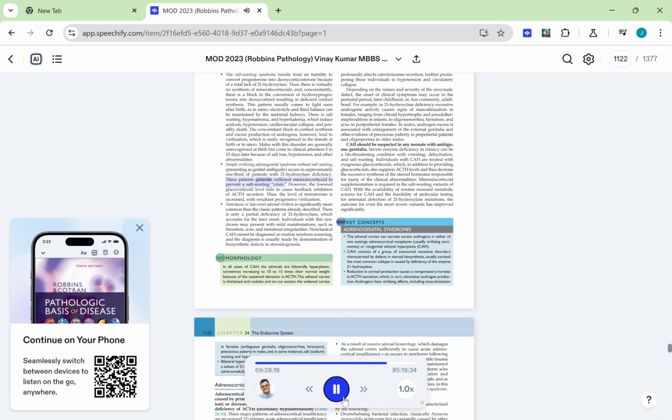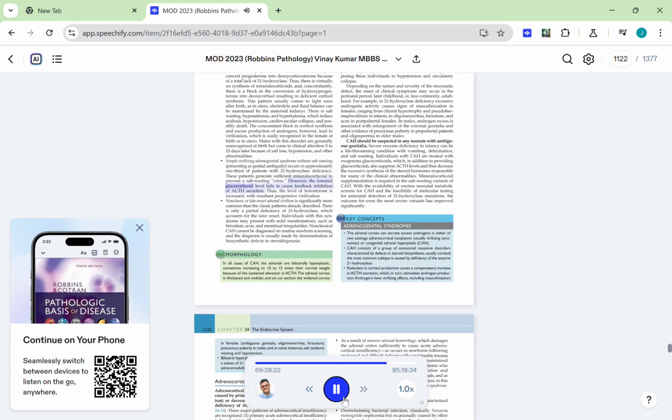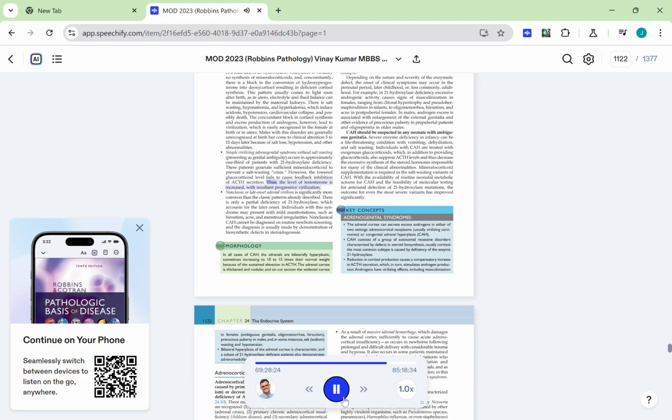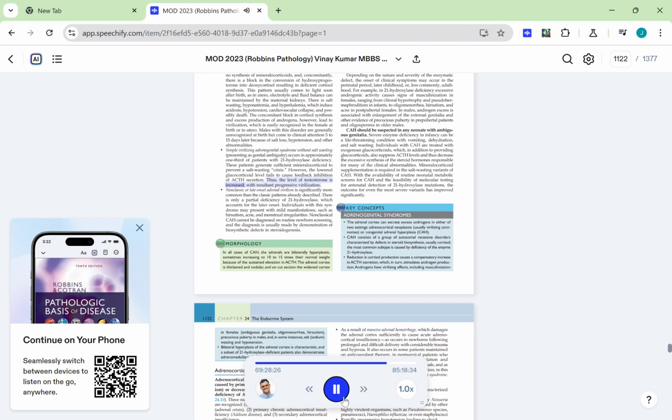These patients generate sufficient mineralocorticoid to prevent a salt-wasting crisis. However, the lowered glucocorticoid level fails to cause feedback inhibition of ACTH secretion. Thus, the level of testosterone is increased, with resultant progressive virilization.